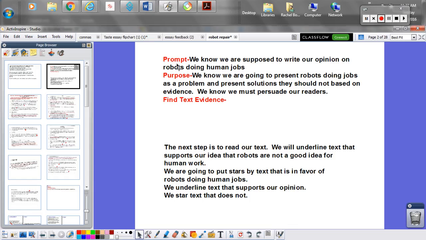Now, the next step, after we do purple penguins and we're on find, it's find the text evidence. So we have to read our text. Everyone has the articles. We will underline text that supports our idea that robots are not a good idea for human work, because our opinion is that they should not do human jobs. And we're going to put stars by text that is in favor of robots doing human jobs. We underline text that supports our opinion, and we star text that does not.